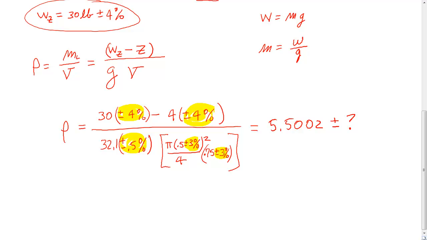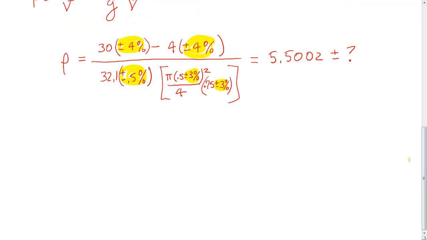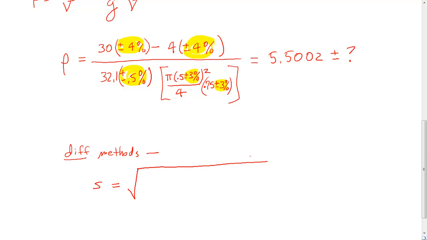Now, there is a prevailing mentality, and there's nothing wrong with this, that you can calculate your uncertainties using differential methods. And it works pretty much okay. But if you were looking at this, these uncertainties would be related to one simple fact. Let's take a look at this.